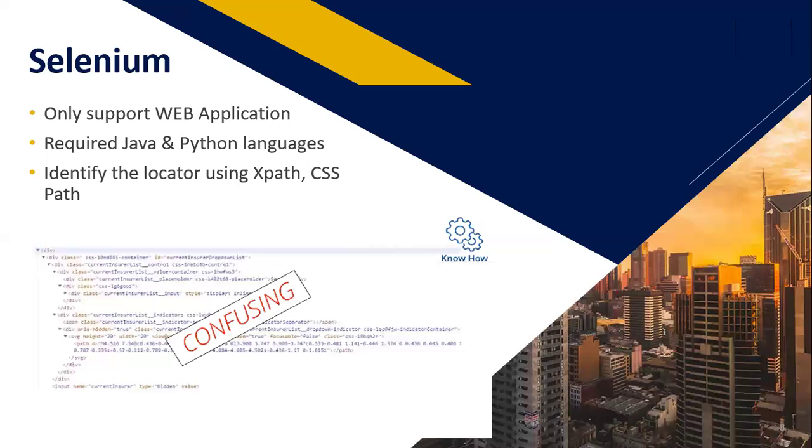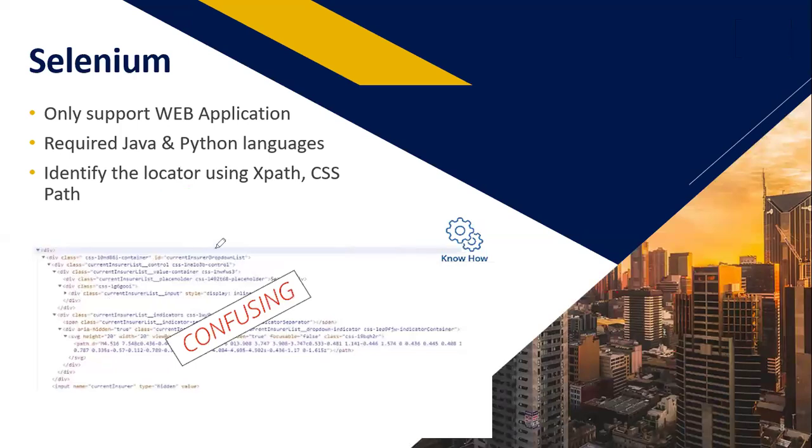So here, let us come to the Selenium point of view. When we are working with Selenium, Selenium supports only web-based applications. If you continue working with the Selenium team, you have to learn Java or other programming languages, Python or C#, based upon the project. So in Selenium, the difficult task is identifying the locators. We have to identify the locators with the help of the technical properties.